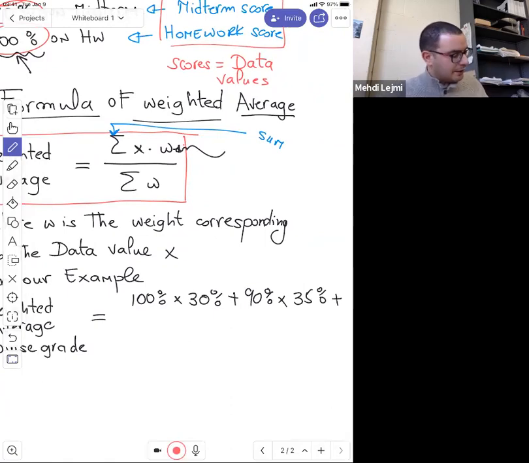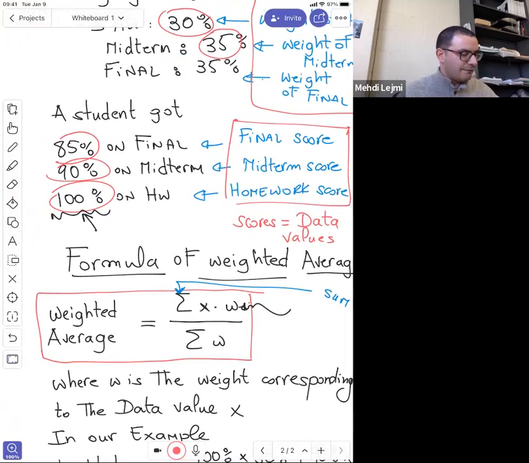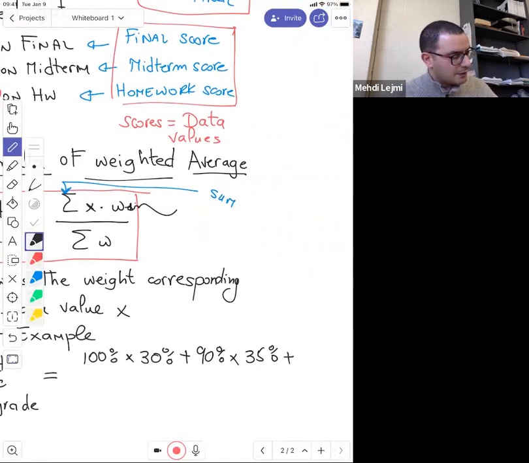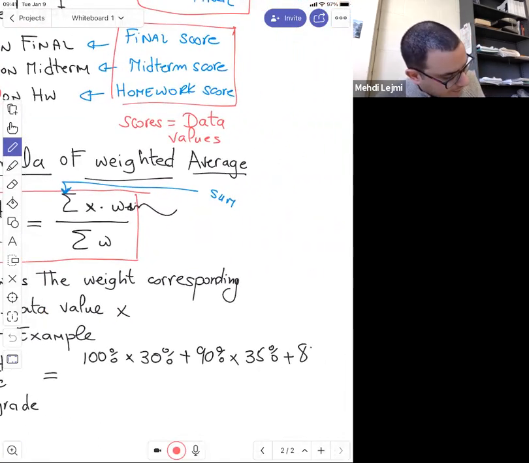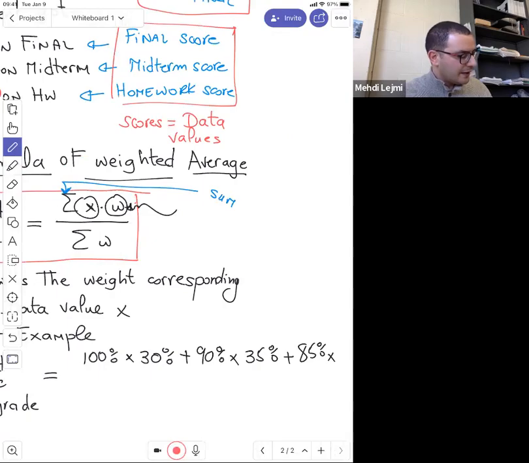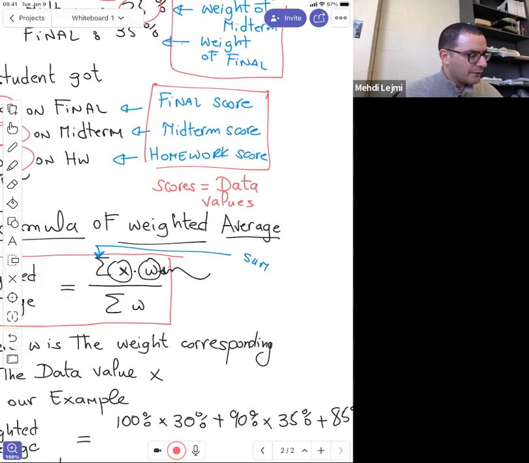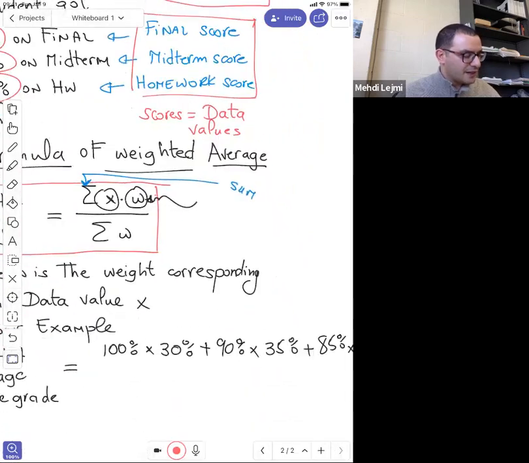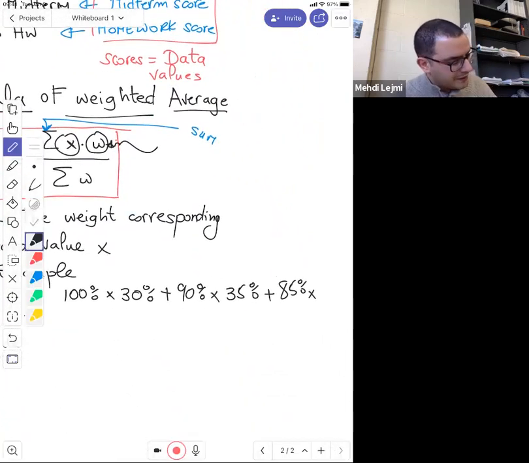Plus, and then the final test, of course, there's the final. The student got 85 on the final, so that's my next data value. So 85% on the final times the corresponding weight. You have your X, your data value, times the corresponding weight. The final is worth 35%, so we're going to multiply 85 by 35%.